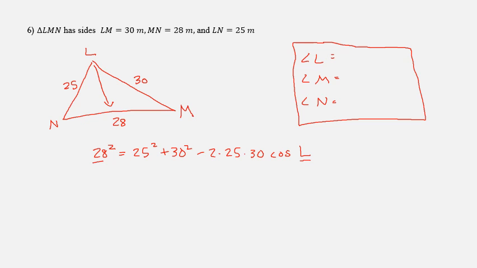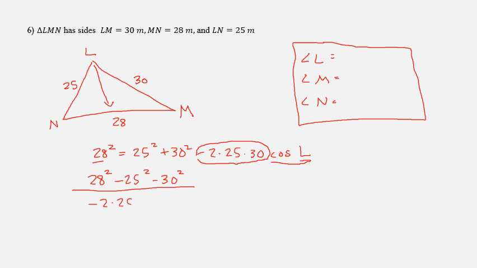Okay, so this is the one where we have to solve for L, but L is trapped inside the cosine, so we got to get rid of everything ahead of the cosine. So this is where we can subtract off the 25 squared and subtract off the 30 squared. And remember, all of this is being multiplied by the cosine of L. So we have to divide this by -2 times 25 times 30 to solve. And then we'll have to do the cosine inverse in order to get L out of the cosine. Okay, so I'm going to type all of this in my calculator and see what we get.